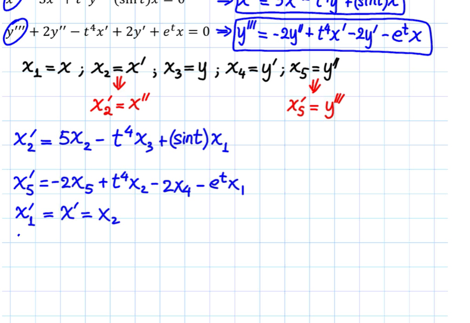Now we go to x3 prime. x3 prime is the derivative of y. We just take the derivative on both sides of this equation. We have x3 prime is y prime, which is x4. Similarly, x4 prime is y double prime, which is x5.